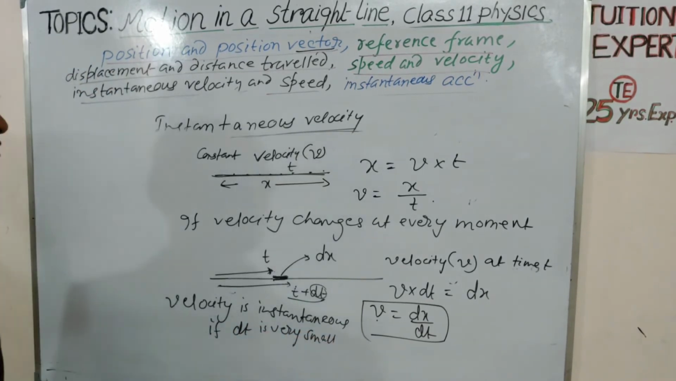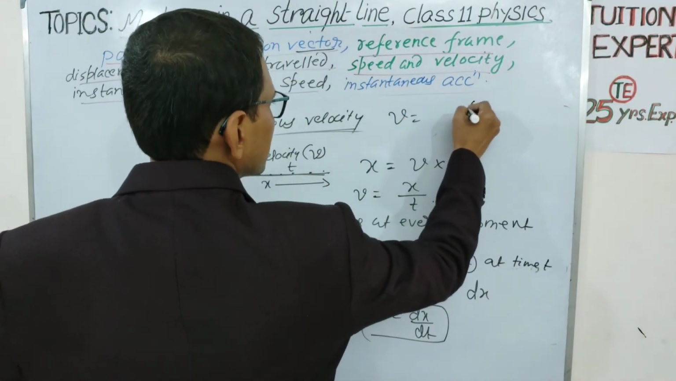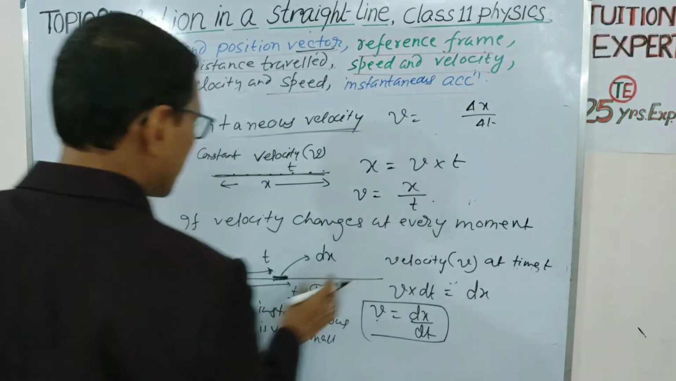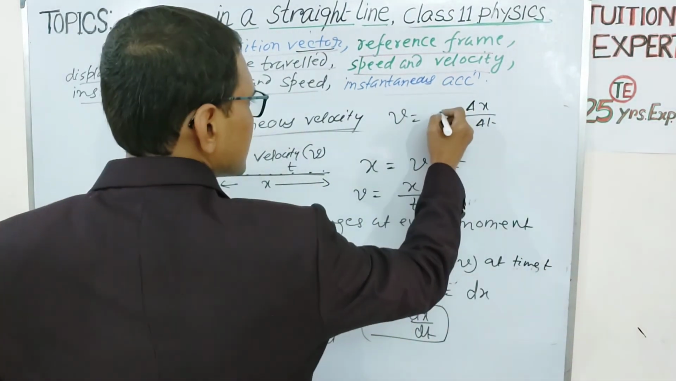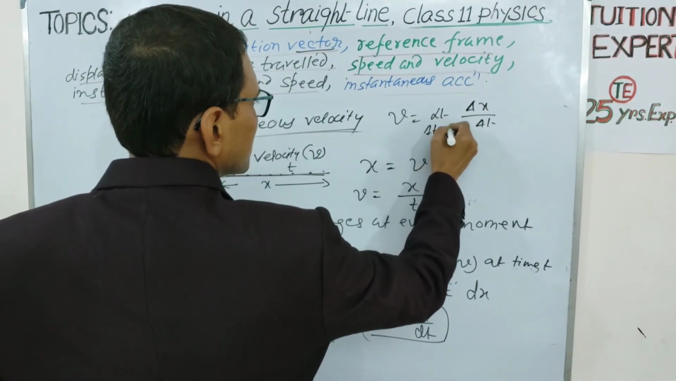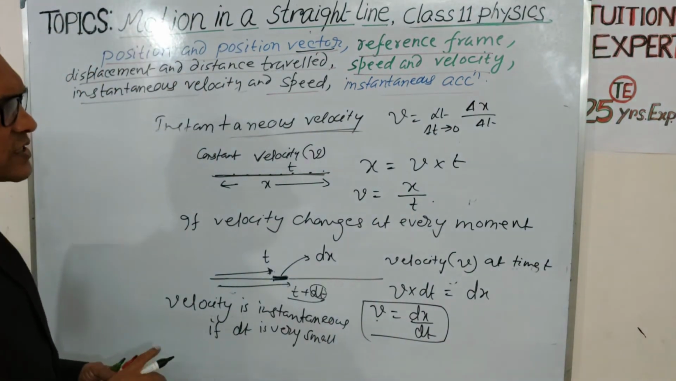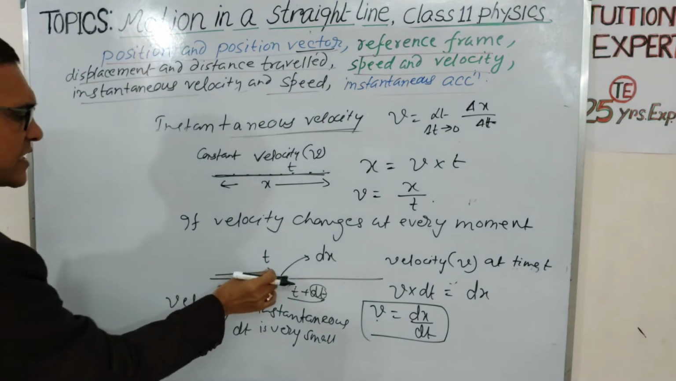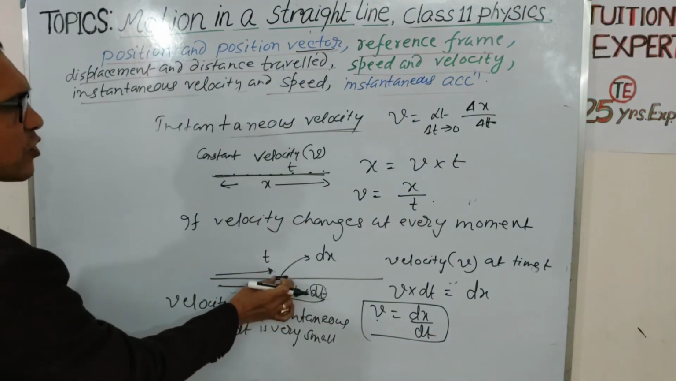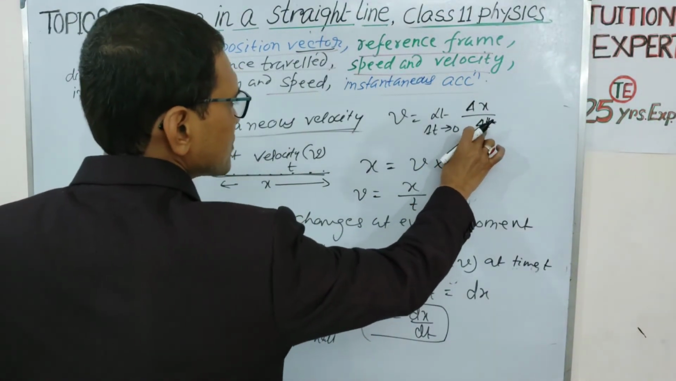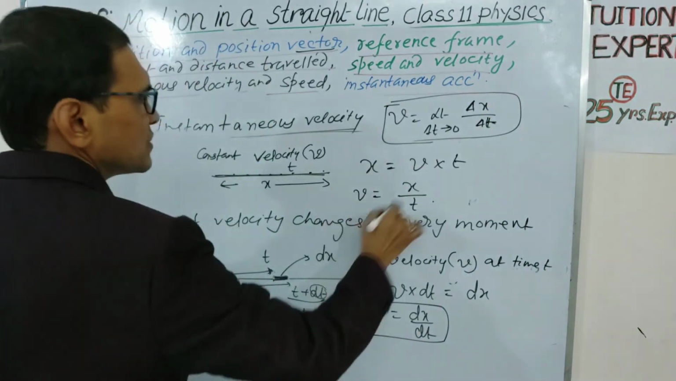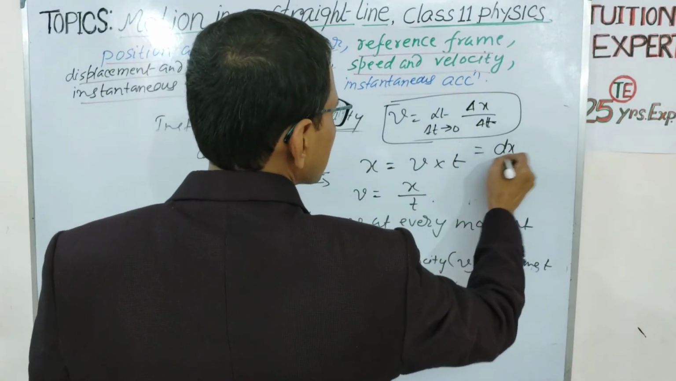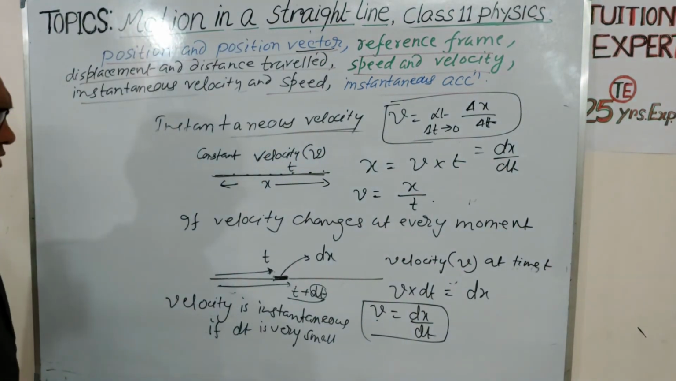So for small time we use dt. Actually velocity equal to del x by del t: for time interval del t, the distance traveled is del x. This time has to be very small, then it will be instantaneous. If the time gap is very small, then this is called instantaneous velocity. By calculus, we know this is dx by dt.